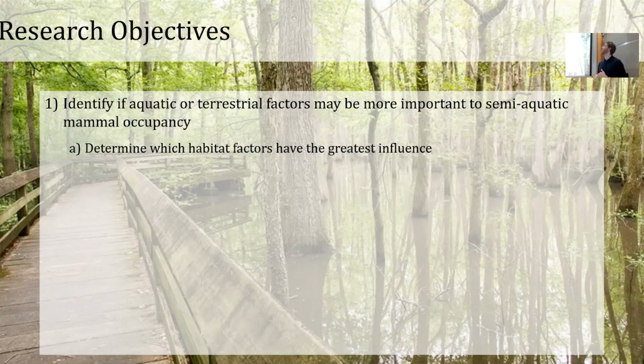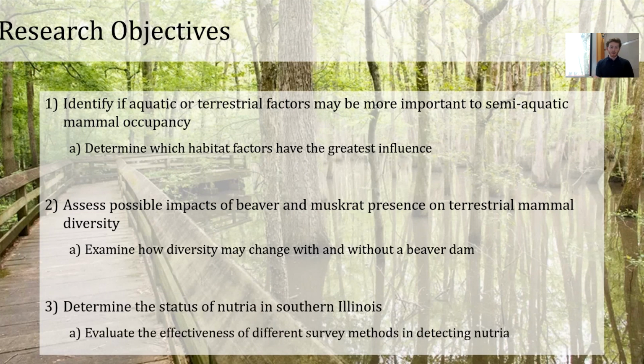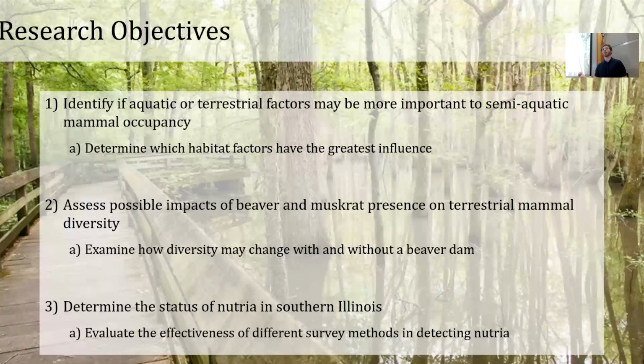So that's exactly what I did. I identified if aquatic or terrestrial factors are more important to semi-aquatic mammal occupancy, and then determined which of those factors are going to have the greatest influence. I also assessed the possible impacts of beaver and muskrat presence on terrestrial mammal diversity, specifically, again, looking at how that may change with and without a beaver dam. And then finally, I determined the status of nutria in Southern Illinois. And I did that by comparing some different survey methods to try and see which may be the best to actually finding these animals.